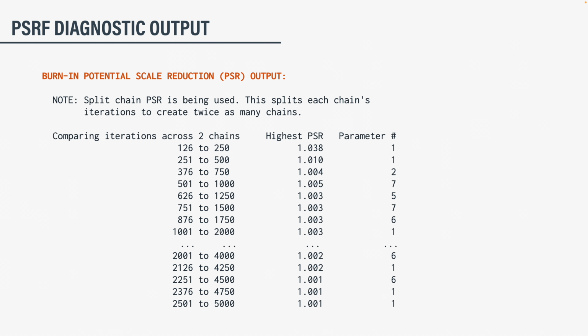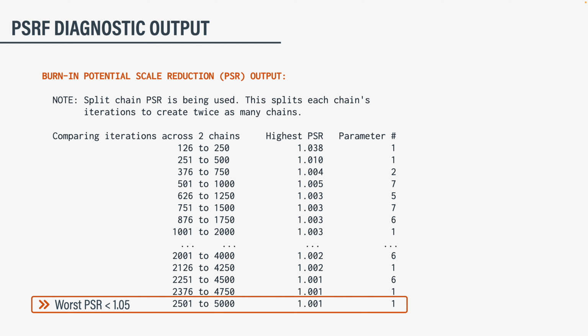As I mentioned, Blimp computes diagnostics for every model parameter 20 times throughout the burn-in period. It displays the highest or worst values in a column labeled highest PSR. What we care about is whether MCMC is converged by the end of the burn-in period. Looking at the bottom row of the table, we see that a 5,000 iteration burn-in period was more than enough because the worst PSR index across all models was well below 1.05. Although I could shorten the burn-in period if I wanted to, there's no reason to do that.